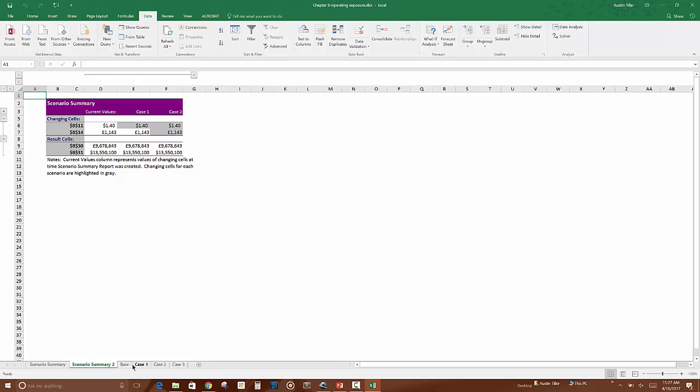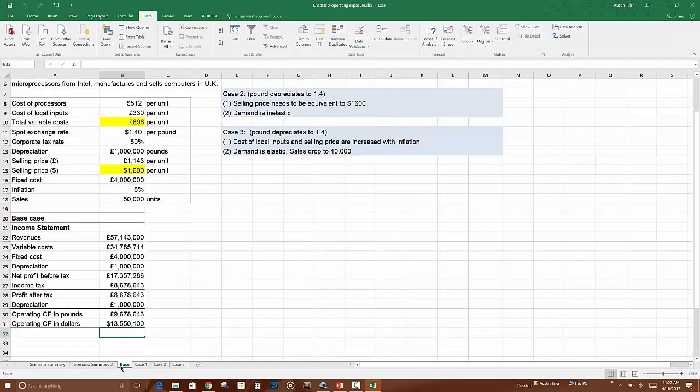I'll go back to the base case. It's going to take a while for it to show up. You see it already? Okay. The computer is learning too. I'll go back to scenario manager. Let's add the last case. So case number 3.